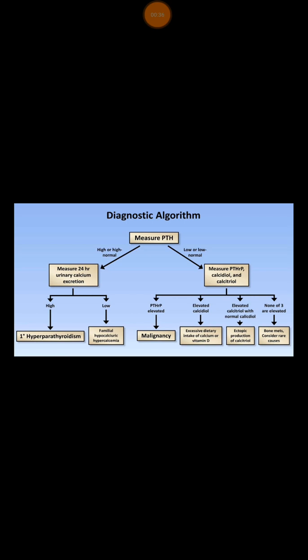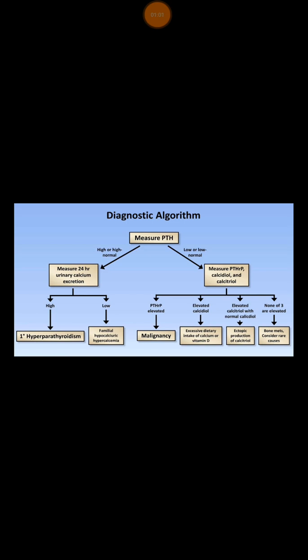If that's high, then you are dealing with primary hyperparathyroidism, which is one of the most common causes of hypercalcemia. If it is low, then you are dealing with a genetic rare condition called familial hypocalciuric hypercalcemia, which is basically an autosomal dominant condition, and usually it's a mild disease.